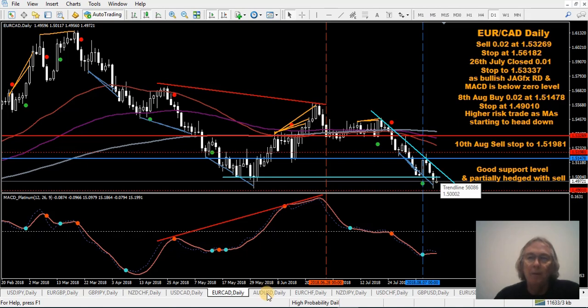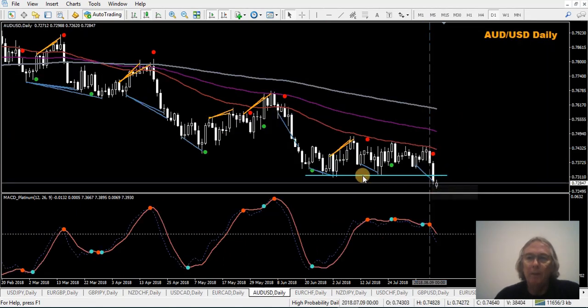So, highlight moment on the Euro CAD. Aussie USD, I drew this trend line in a while ago, the support level. It's broken down through that. We're not in a trade at the moment. Again, I didn't take the sell. That was a valid sell signal there.